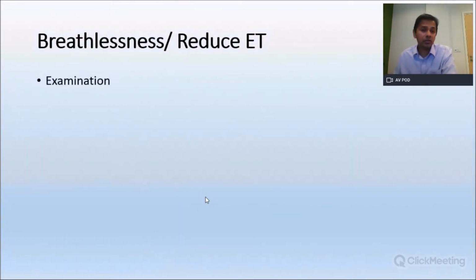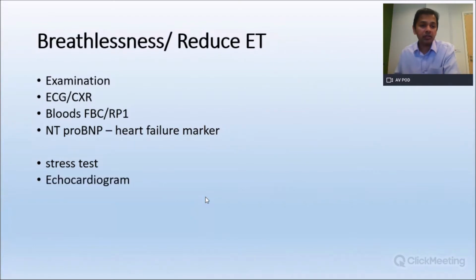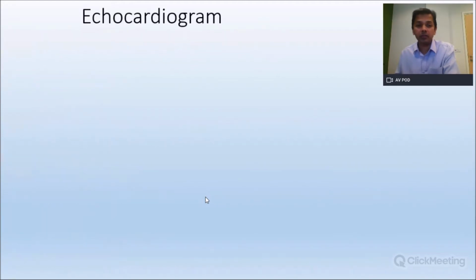So how do you go about it? You should take a good history and examination. An ECG is a must, along with an X-ray and baseline blood tests. We have a blood marker called NT-proBNP, a heart failure marker. It can be raised when the patient comes with heart failure, and its sensitivity is quite high. The patient will require further investigation, including a stress test, echocardiogram, Holter, MRI, or coronary angiogram.